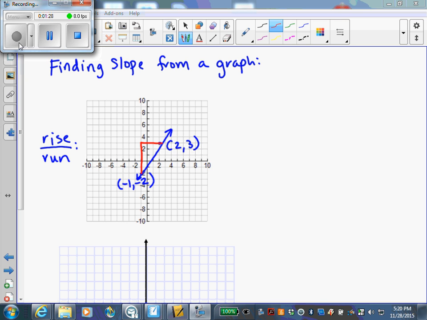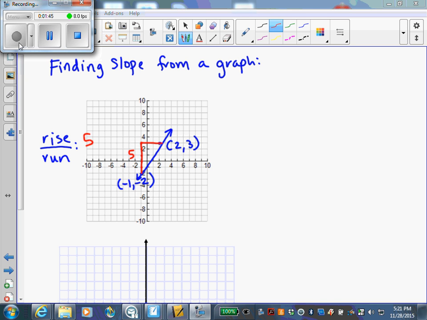So the rise is this vertical distance. So notice it's at -2 and it's going up to +3. And so that's a change of 5. You can see 1, 2, 3, 4, 5. So my rise is 5 and it went up, so it's +5.